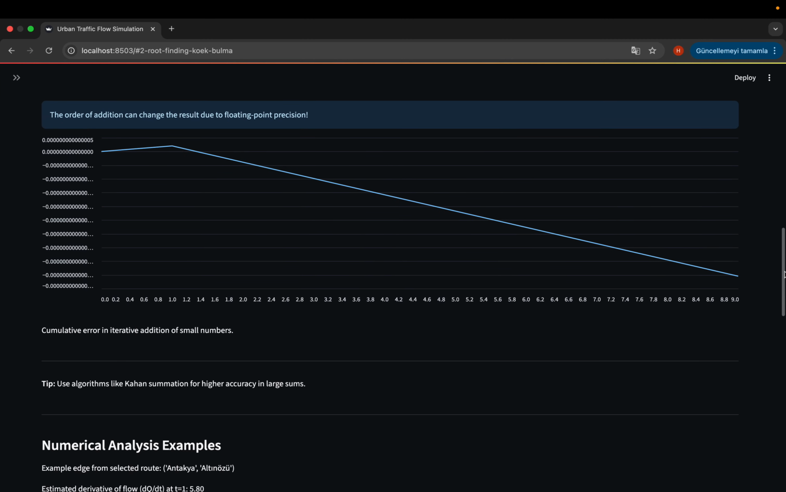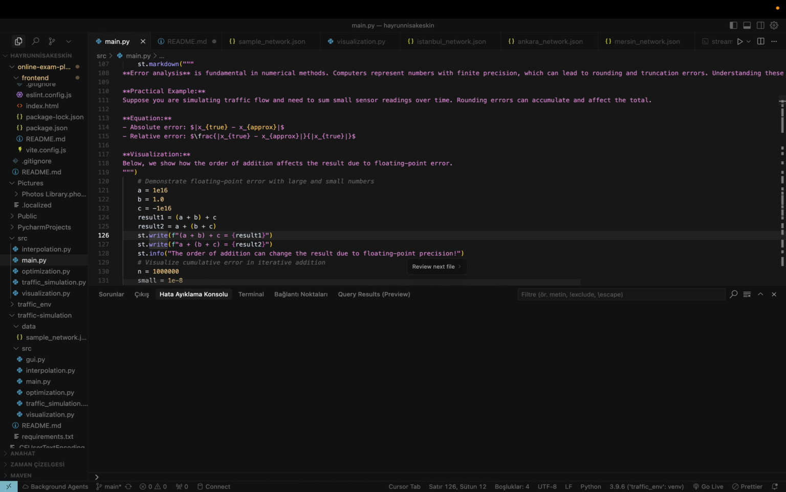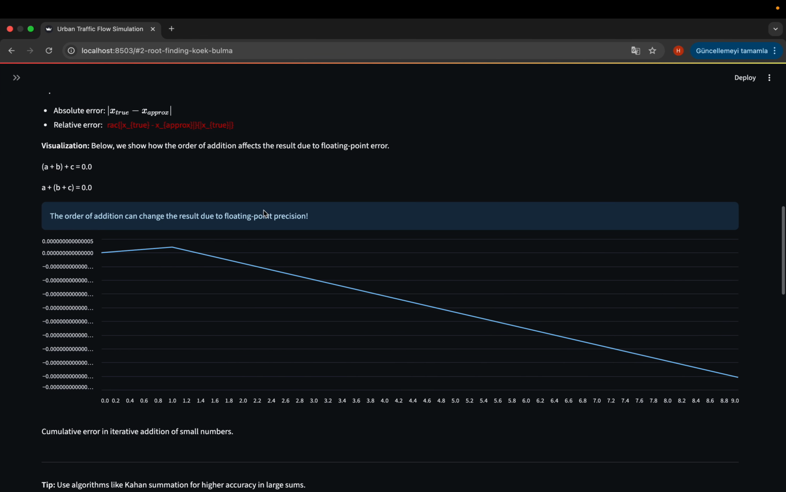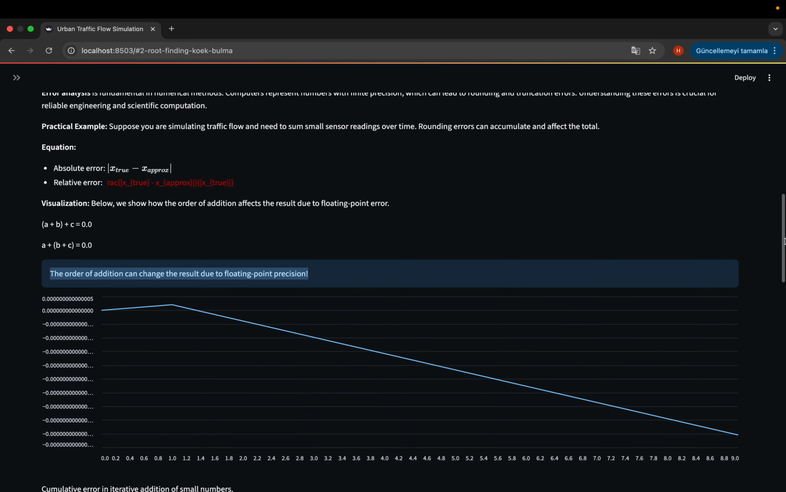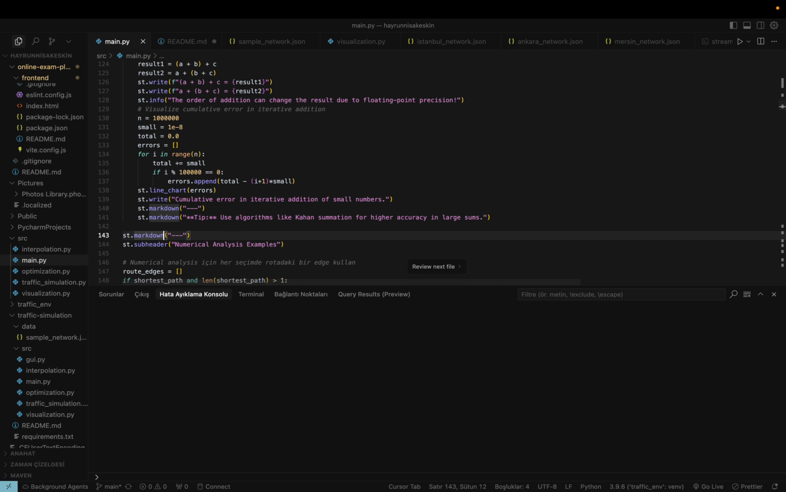And as you can see, a plus b plus c, result 1 and result 2, and this result. Visualize cumulative error in iterative addition. And markdown and st.subheader numerical analysis example. And numerical analysis.